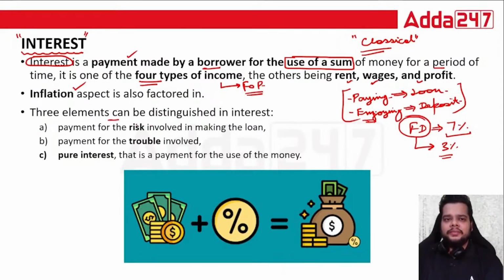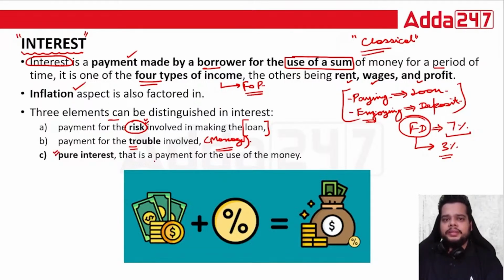So three elements can be distinguished in interest. What are these? First of all, the risk involved. You must acknowledge the fact that the banks are providing a certain amount via loans, and they have a certain risk of whether the money will come back into the banking system or not. So a risk is involved, and for that, interest is legitimate. Second, payment for the trouble involved, in the sense that if recovery is there, you have to manage it. As a bank, you need to manage some other things as well. So that is the trouble involved, and you deserve the rate of interest, some kind of perk.